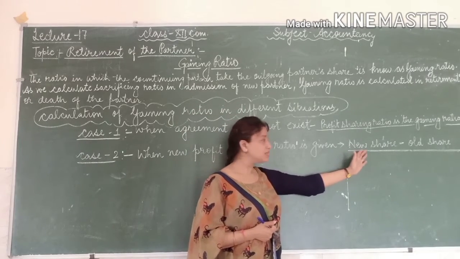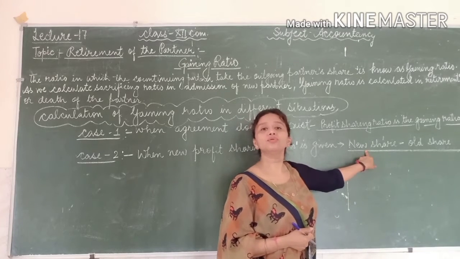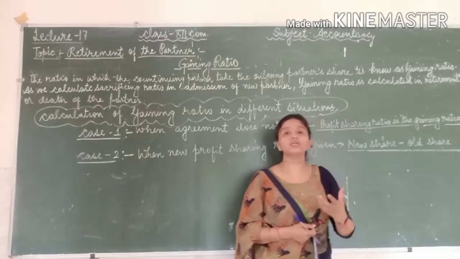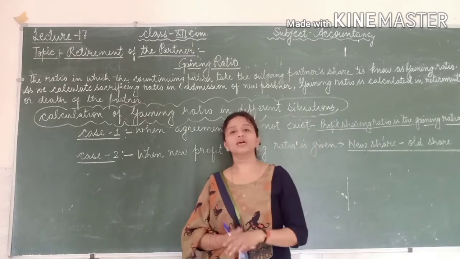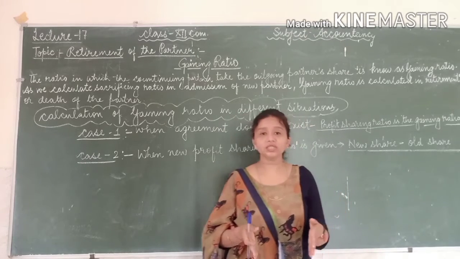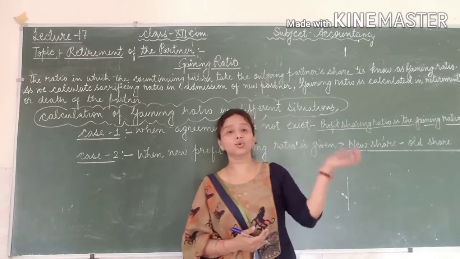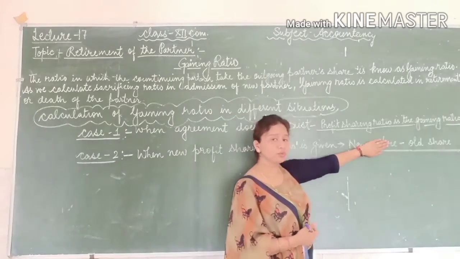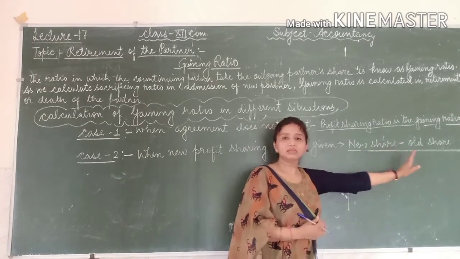That will be the new ratio minus the old ratio, because obviously the new ratio will be bigger than the old. How much bigger, to what extent the new ratio is bigger, you are to calculate. Why will the new ratio be bigger than the old? Because in the new ratio, the old share of the partner as well as what he is acquiring from the outgoing partner is also included. That's why the new ratio will always be bigger, most of the time bigger than the old ratio.